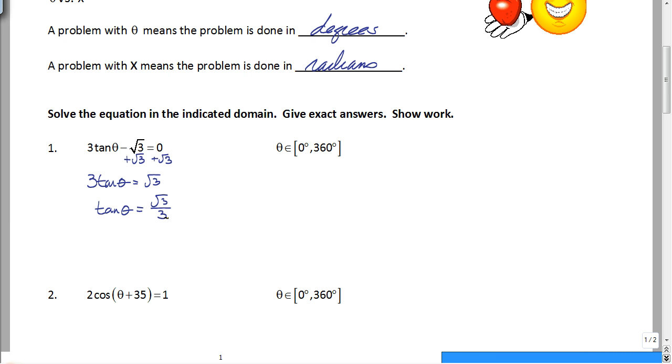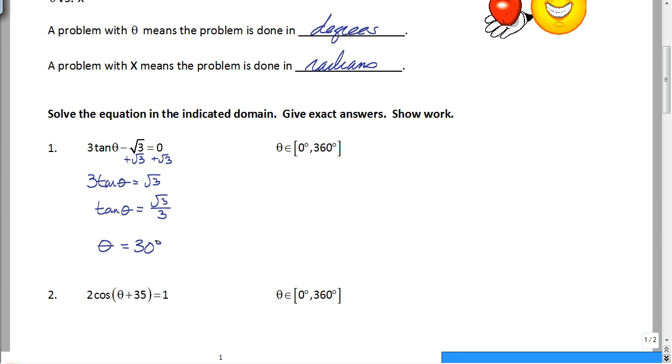And from there, if you remember this in your head, all you have to do is use inverse trig, but if not, you can use your calculator, making sure you're in the correct mode, and you type it in the calculator, and you're going to find out that theta is equal to 30 degrees.